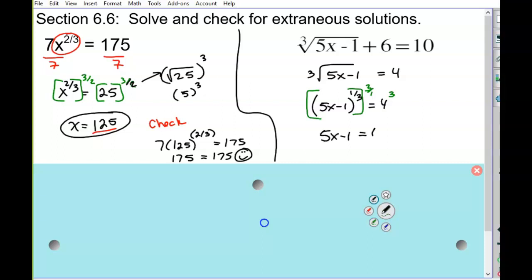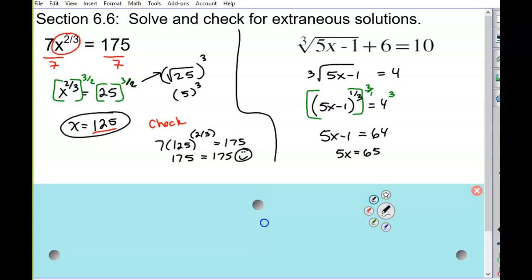But then 4 to the 3rd power is 64. Right, yeah. And then we're going to add 1 and divide by 5. I should know that, but great, not working. 13.